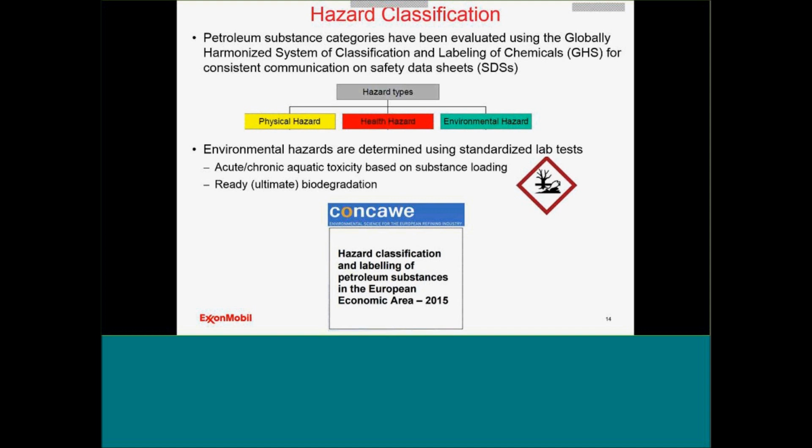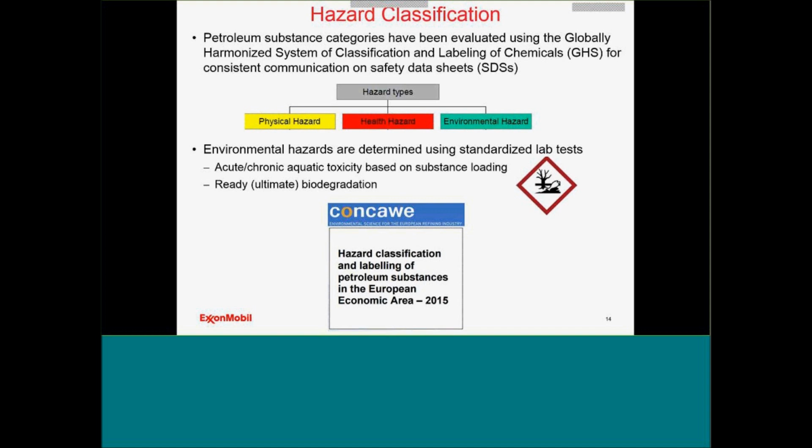So, for example, knowing if a petroleum substance is classified with the physical hazard of being flammable is a key consideration, for example, for first responders. My plan is not to go into much detail about the GHS classification scheme, but I do want to simply point out that for the environmental classification of petroleum substances, these classifications are based on aquatic toxicity and ready biodegradation test data that has been generated for substances that fall within these categories.